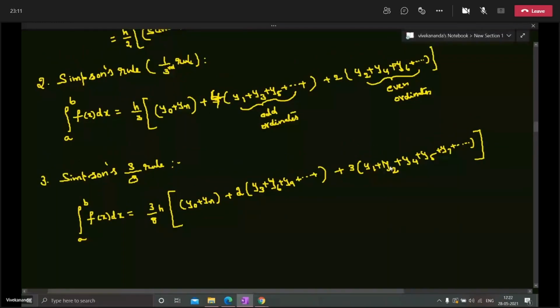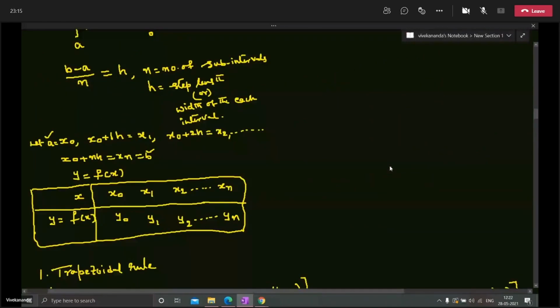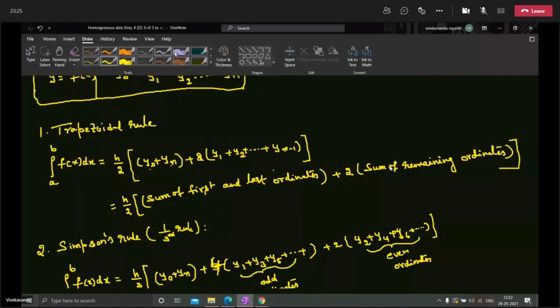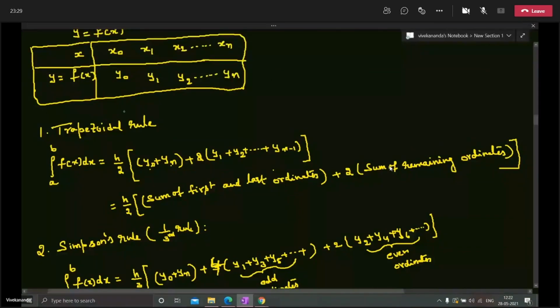Okay. And here for the trapezoidal rule, the number of subintervals, that is n, can be any number of subintervals. n can be taken as any number, there is no restriction for the trapezoidal rule. There is no even or odd condition, you can take any number.